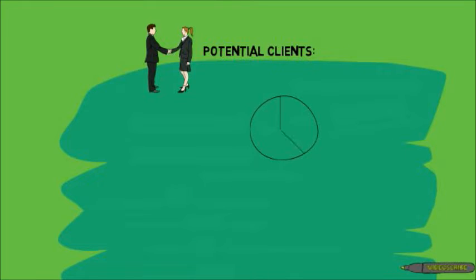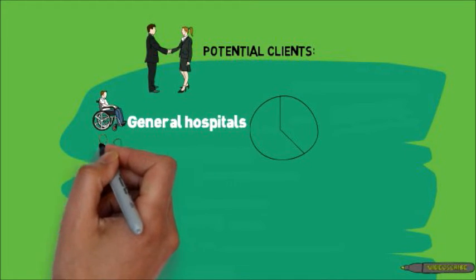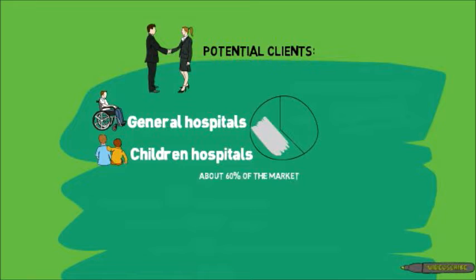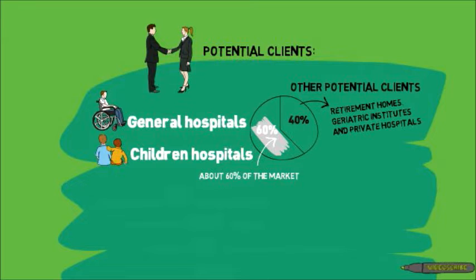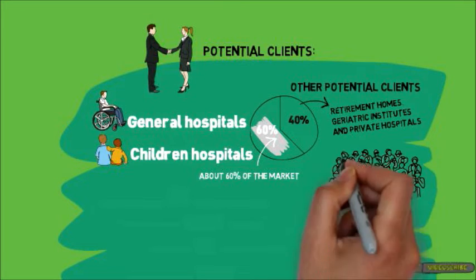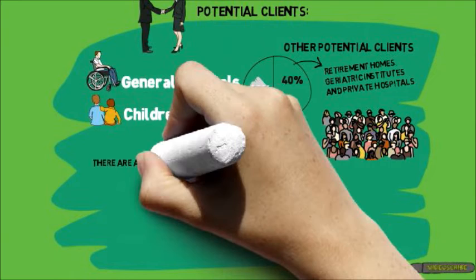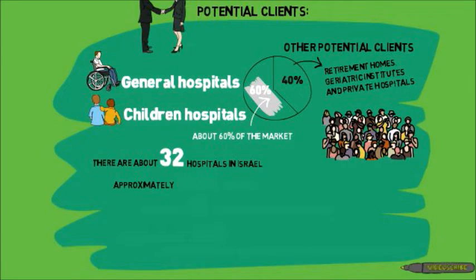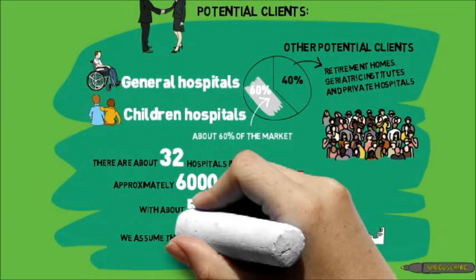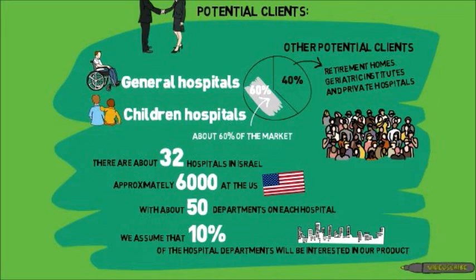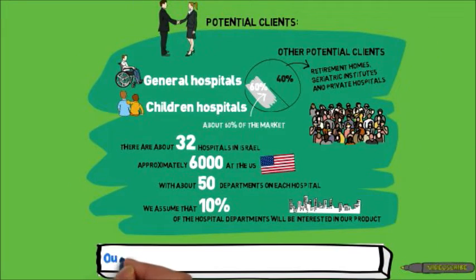The potential clients for this product are general hospitals and children's hospitals, about 60% of the market. Other potential clients can be retirement homes, geriatric institutes, and private hospitals. There are about 32 hospitals in Israel and approximately 6,000 in the US, with about 50 departments in each hospital. We assume that 10% of the hospital departments will be interested in our product.